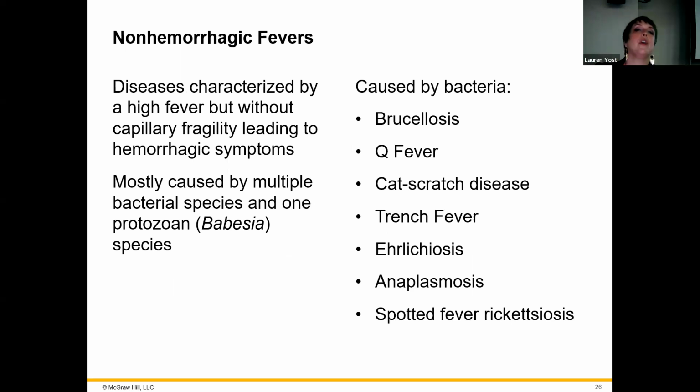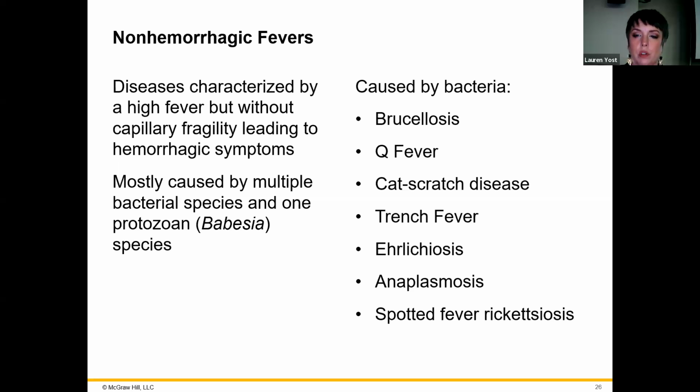All right, moving on to our non-hemorrhagic fevers. So again, these are diseases that are associated with an actual fever, but these guys aren't as closely associated with the hemorrhagic side. Some of these guys might, in some cases, lead to some aspects of hemorrhage, but they're not characterized by that in their disease. Okay, so most of these guys are bacteria.